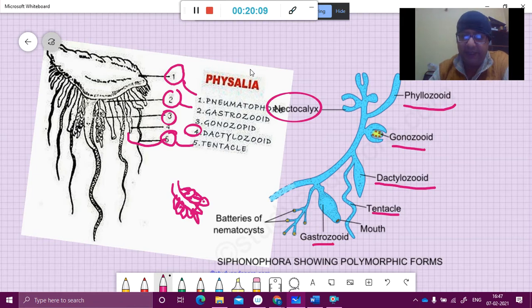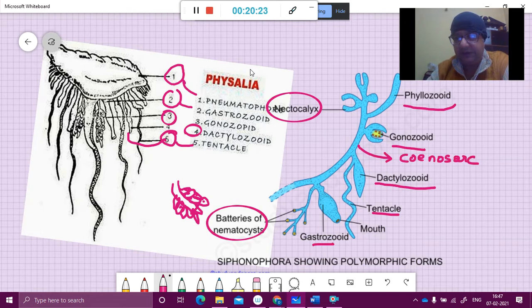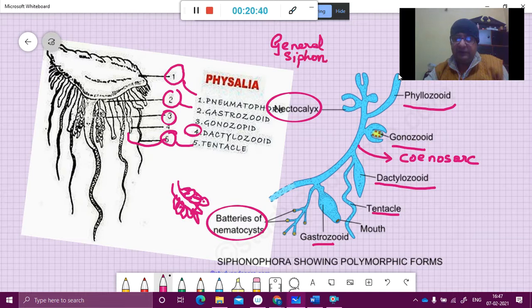Gastrozoid is responsible for feeding. Then you have these structures known as the battery of nematocyst. And the stem or stalk, this is the siphosome. So these are certain siphonophores. This is a typical general siphonophore. No specific species. So these are the different organs, polymorphic forms which are present on this.